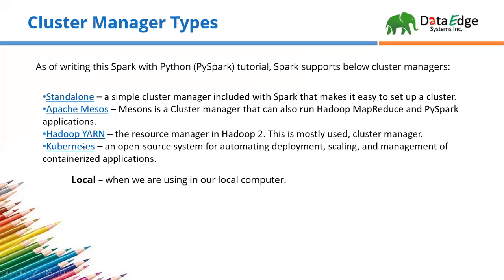So cluster manager, with respect to Spark, we have different types of cluster managers: standalone, Apache Mesos, Hadoop YARN, and Kubernetes. These are the four different cluster manager types, which are mostly used in Spark production-level work. But for our local learning, we can make use of local instead of a cluster manager. Local means everything will run on your local system itself. No extra setup is required.